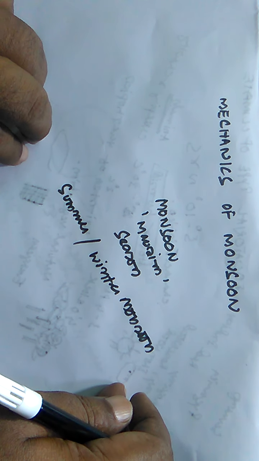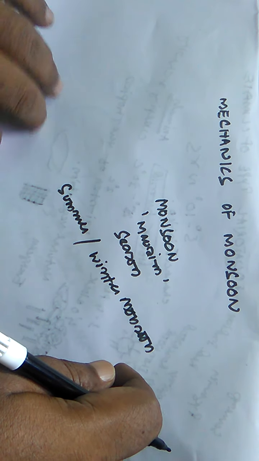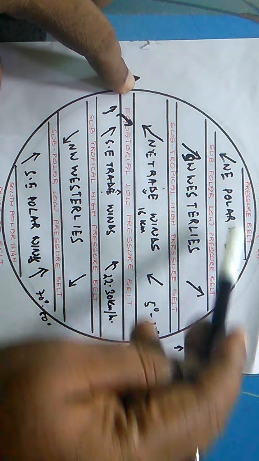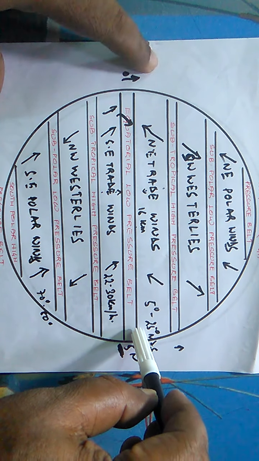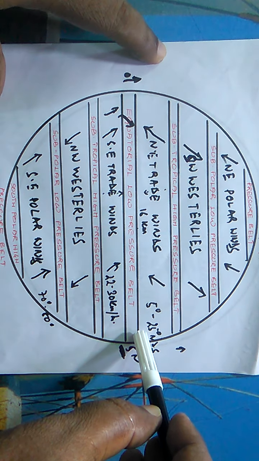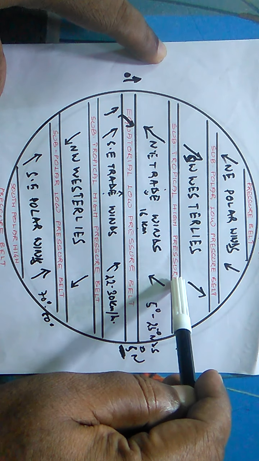Now before going into how the monsoons actually occur, we need to go back into the pressure belt system which you had learned way back in your class 8, though this is there in your class 10 also, but the chapter atmosphere we have not done as yet. But you should remember this diagram.